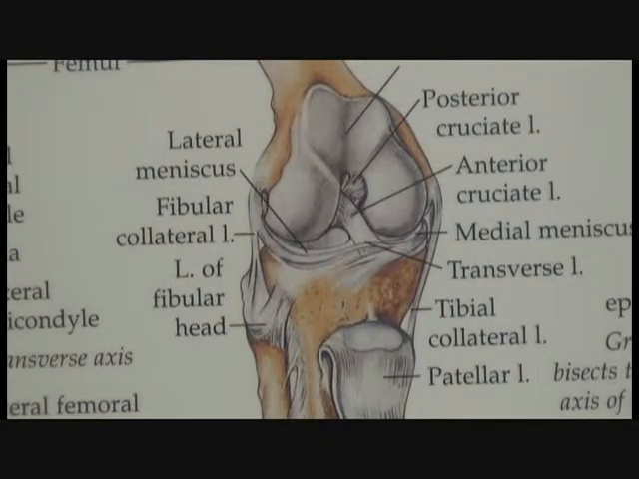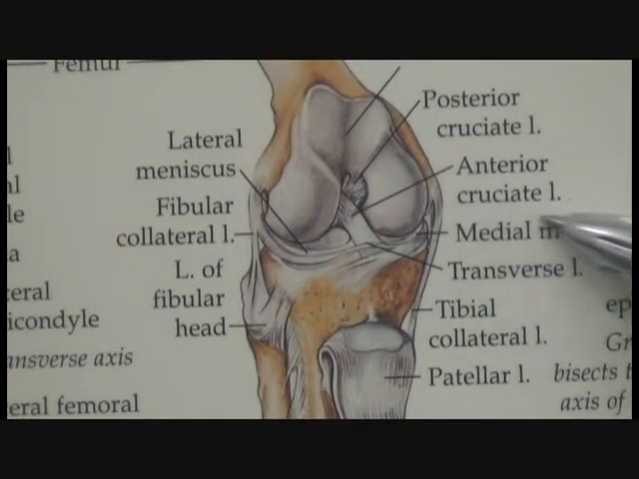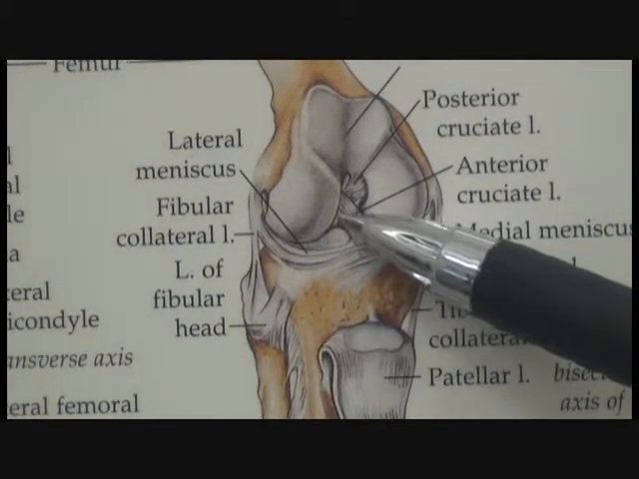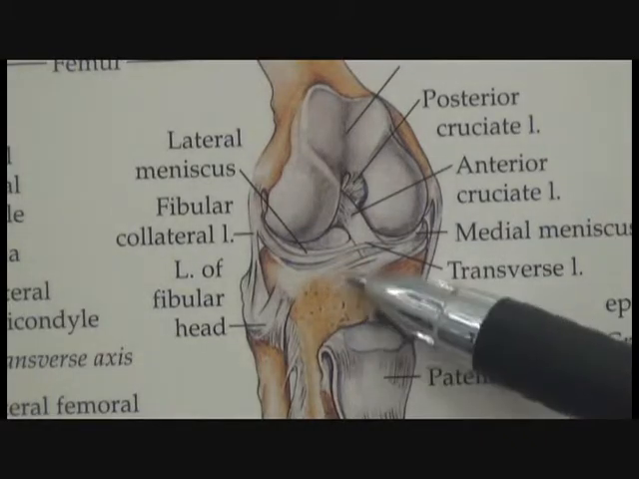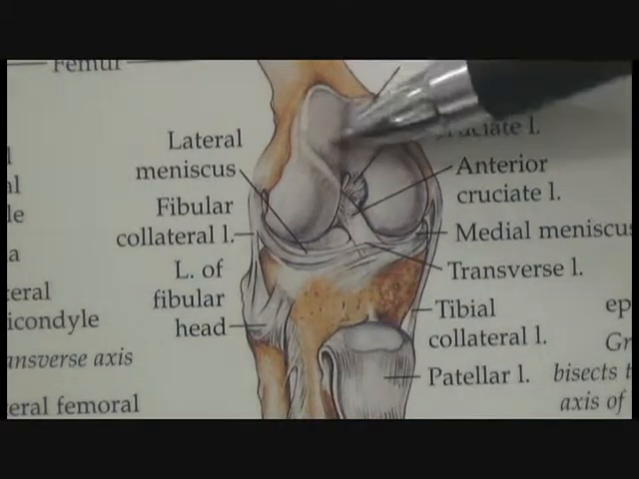ACL injuries are the most common among athletes, especially in high acceleration and deceleration sports, for example, basketball. The function of the ACL is to prevent anterior translation of the tibia on a fixed femur.